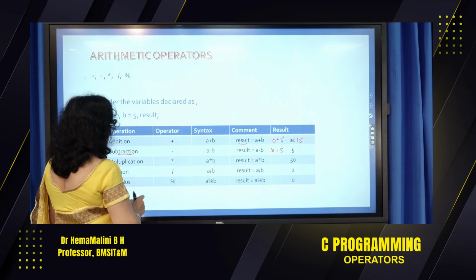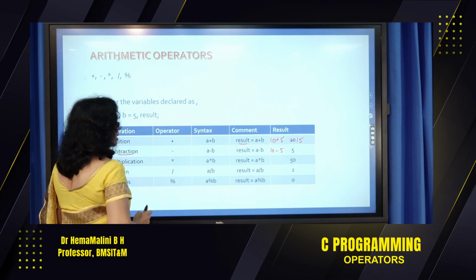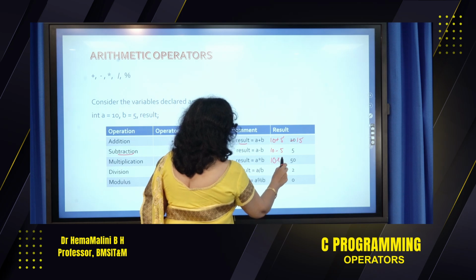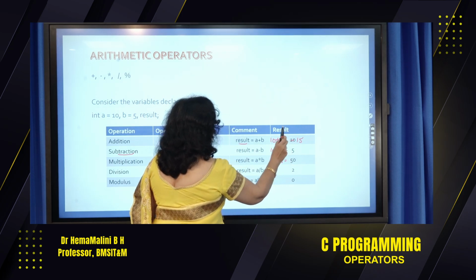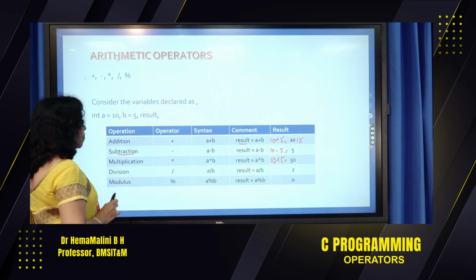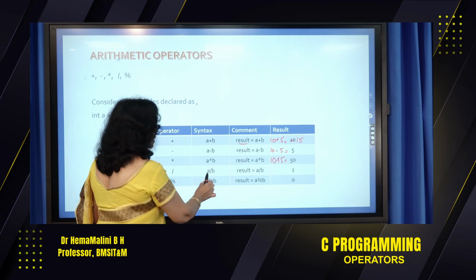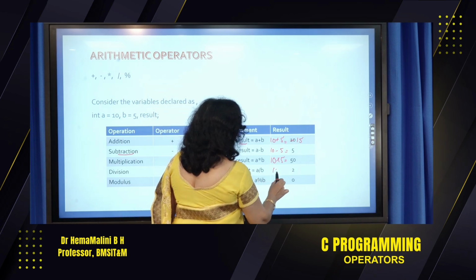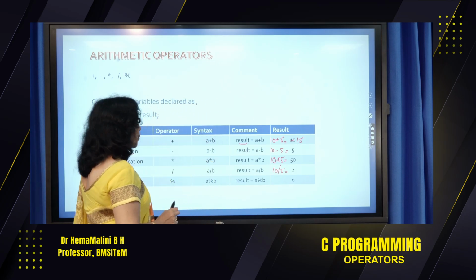Coming to multiplication, the operator is star. The syntax is a star b. Result of 10 into 5, which is equal to 50. Then we have the division operation. The operator is slash. Syntax is a slash b. Result is 10 by 5, which is equal to 2.